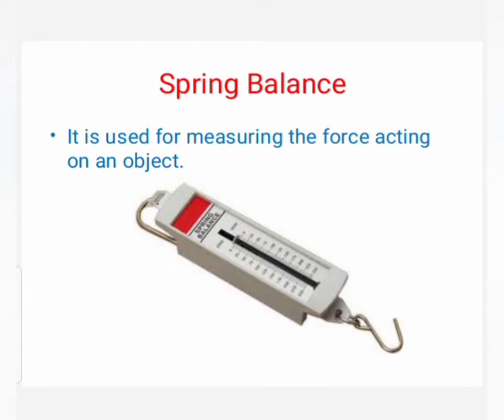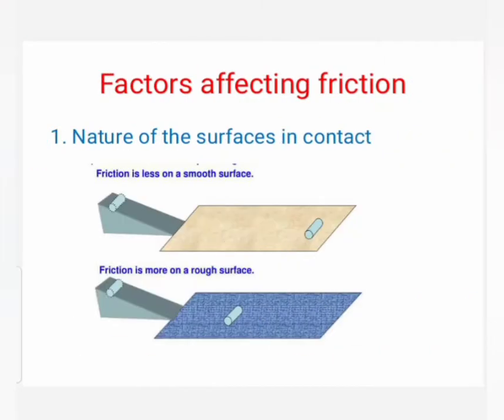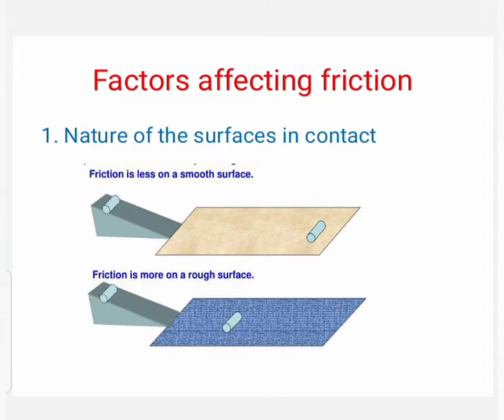What are the factors that affect friction? 1. The nature of the surfaces in contact. Activity 8.3. Make an inclined plane on a smooth floor or on a table. Take a pencil shell. Move down the pencil shell on the inclined plane. How far does it move on the floor or table? Note down.